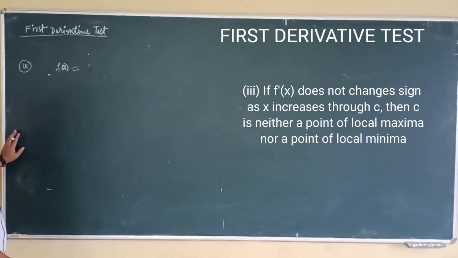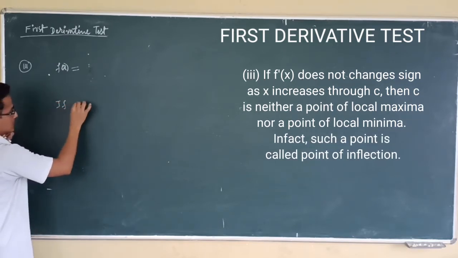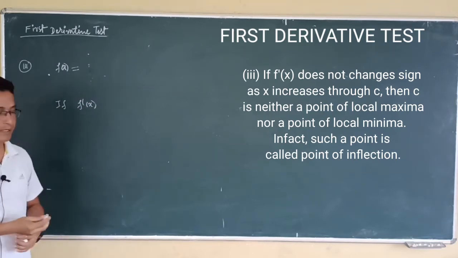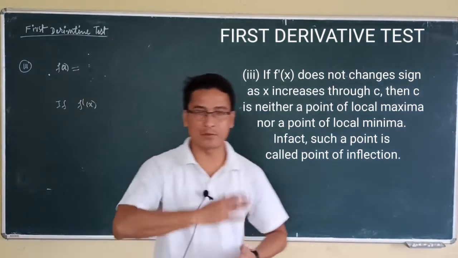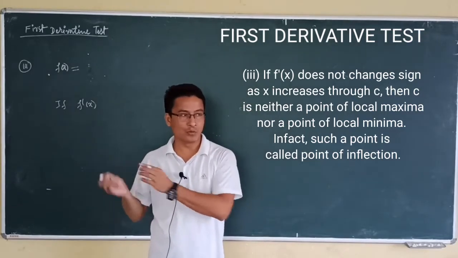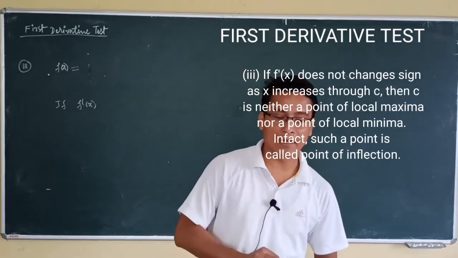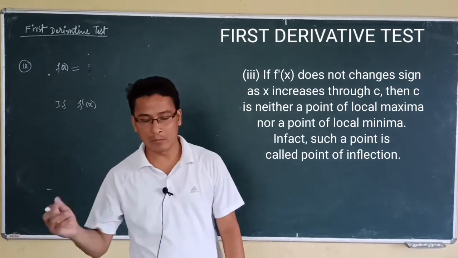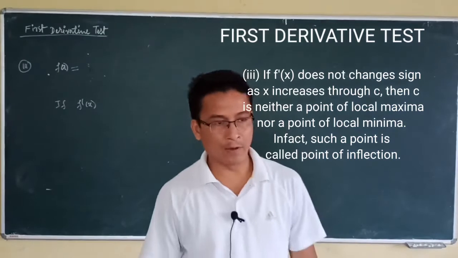Okay, so if the sign of f dash x is not changed, means when you travel left to right, the sign is not changed. If it's minus, both sides minus. If it's plus, both sides plus. So in that case we neither get maxima nor minima. In that case we will call it point of inflection.